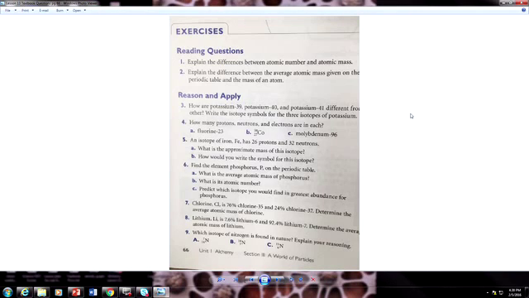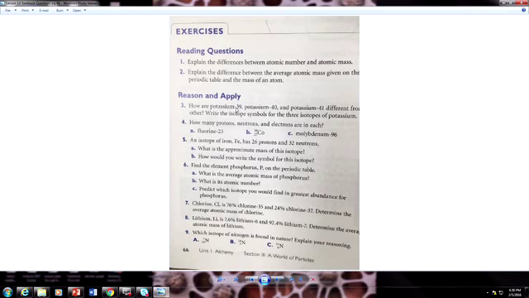Question number 1. Explain the differences between atomic number and atomic mass. So make sure you're talking about particles there. Question 2. If you need to press stop between each one to answer the questions, you may do that. So question 2. Explain the difference between the average atomic mass given on the periodic table and the mass of an atom. So that's that difference again between that decimal number for the periodic table and the just regular atomic mass. Pause to answer.